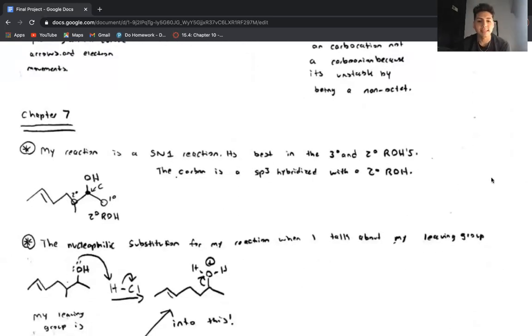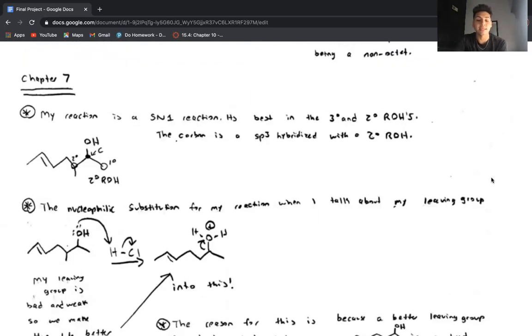My reaction is an SN1 reaction. It's best in tertiary and secondary ROHs. The carbon in it is sp3 hybridized with a secondary ROH. So for this structure, the carbon is sp3 hybridized, and this carbon is connected with 2 other carbons, making this a secondary ROH.